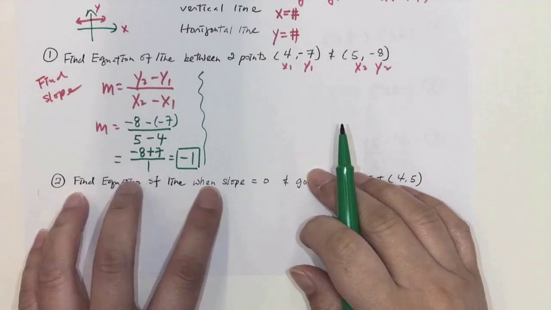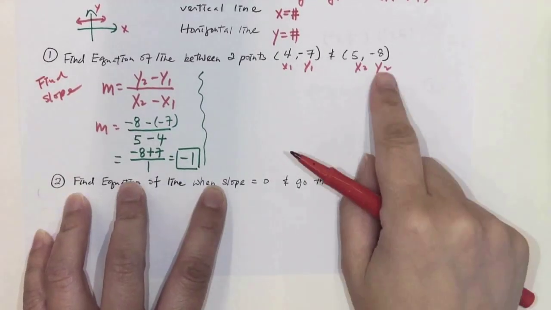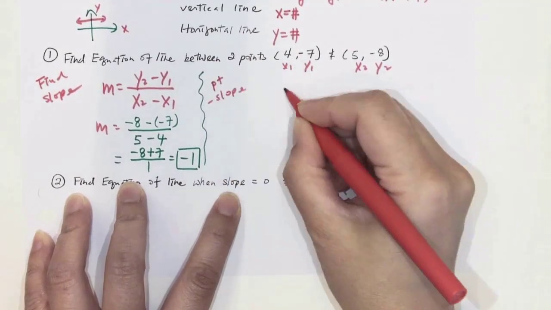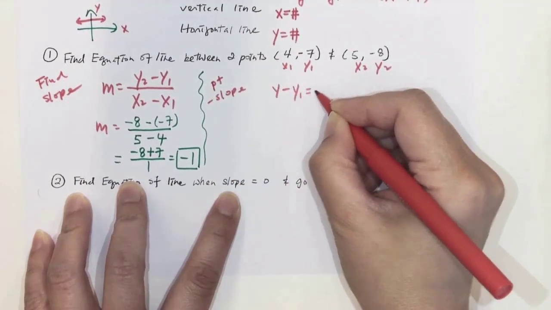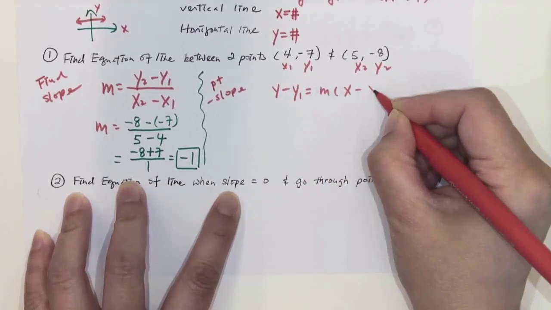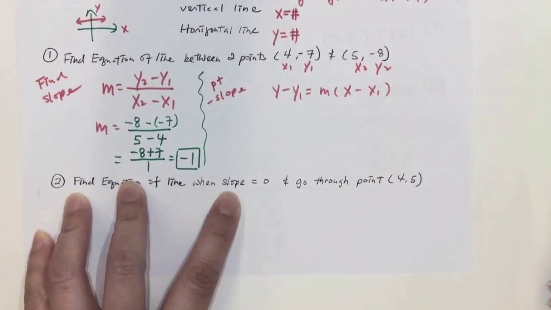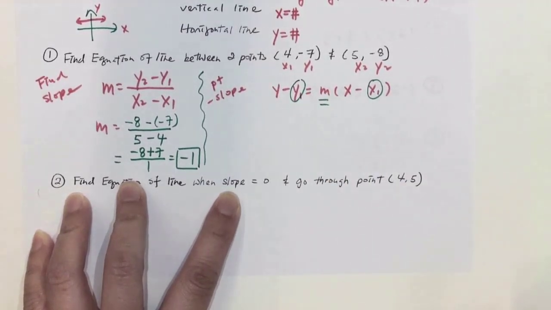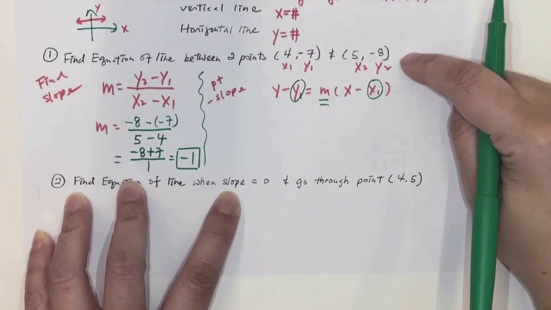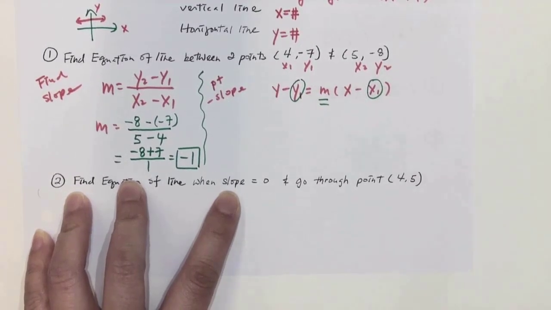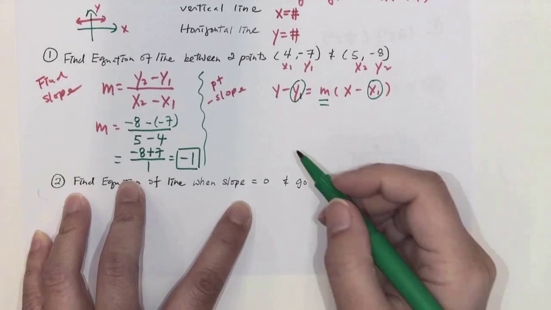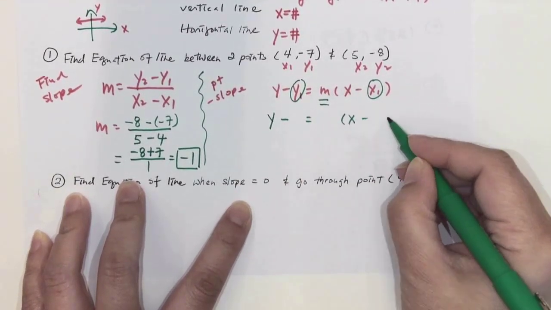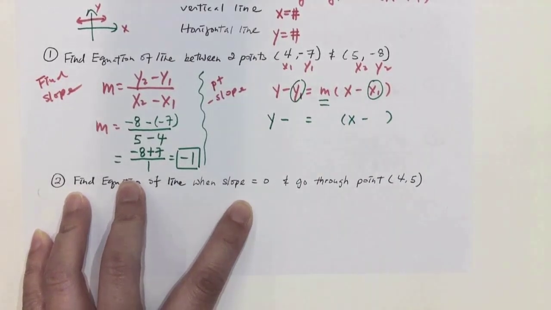So after we found the slope, because we are given points, we will use the point-slope formula. The point-slope formula says y minus y1 equal to m times x minus x1. That means I need to plug in one of the points and also the slope. So you can pick any point you like. You should come up with the same answer, either point you pick. So which point do you want? The first one or the second one? Doesn't really matter. Let's just pick one. Which point do we want to pick?